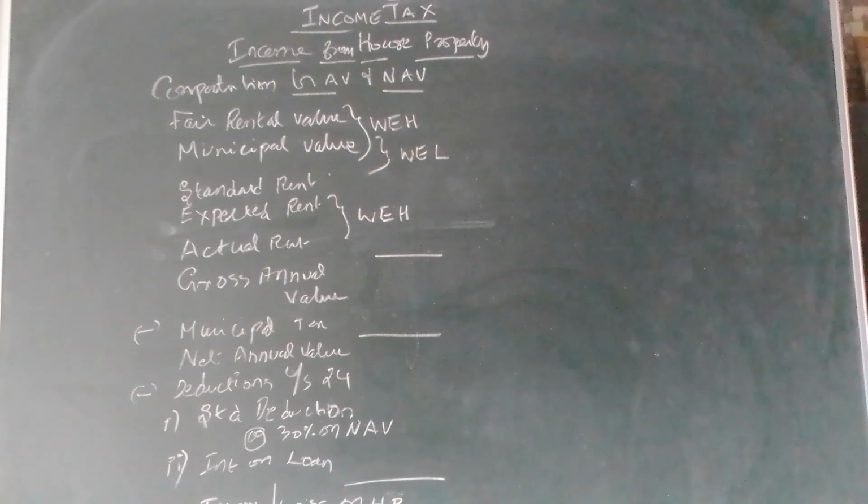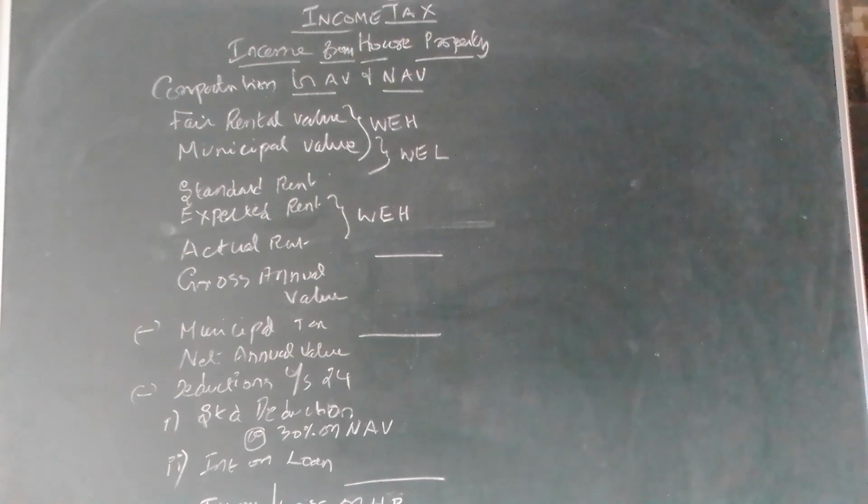Anyhow, we will have a separate class for the amount eligible for self-occupied property and let out property, pre-construction, post-construction; all those things will be discussed separately. Now keep in mind, interest on loan borrowed for this property, for construction, repair, renovation, etc., is eligible. So net annual value minus the deductions, which are standard deduction and interest on loan, both can be deducted. The balance is your income or loss on the house property.